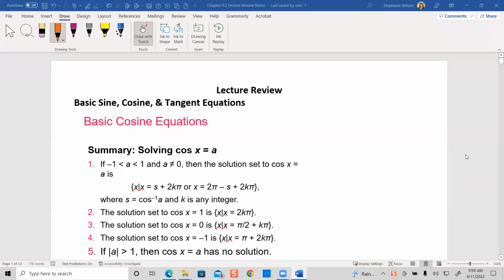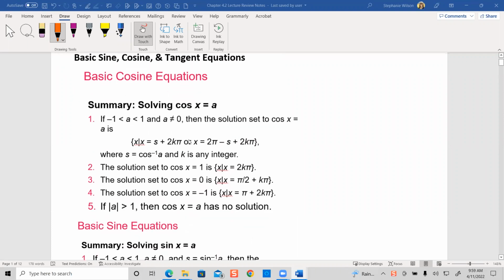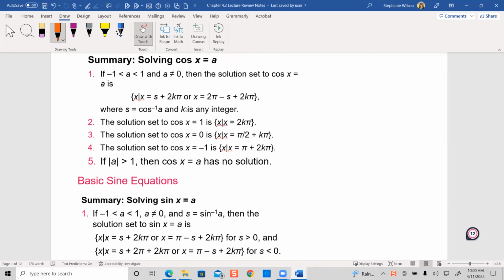Basic sine, cosine, and tangent equations. So here's some helpful information. A summary of solving cosine x equals a tells you a falls between -1 and 1, where a is not equal to 0. Then we're going to have a solution of cosine x equals a. It says let s equal the inverse of the cosine, where k is any integer.